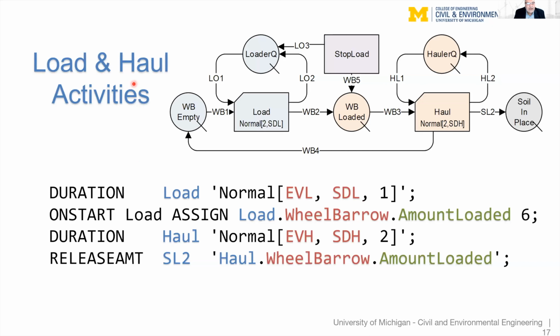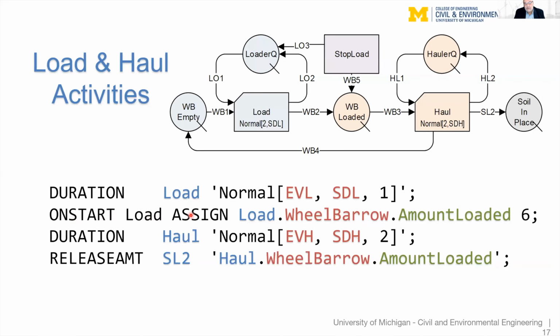The load and haul activities need to be defined by stating what their durations are. So the duration of load is normal with this mean and that standard deviation and that stream right there. And the duration of haul is also normal with that mean, that standard deviation and that stream right there. And here we have an event.